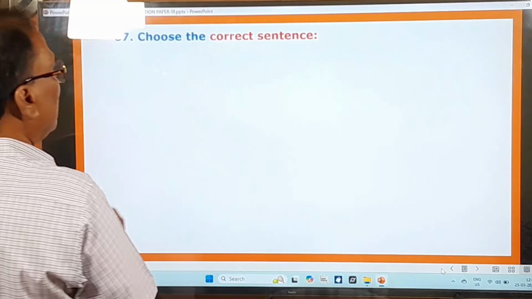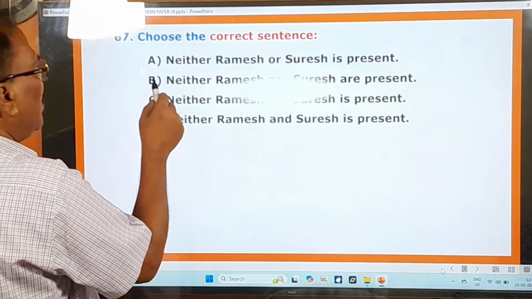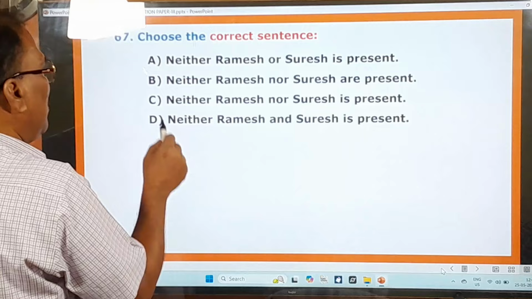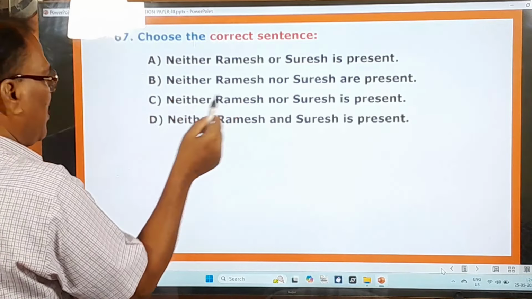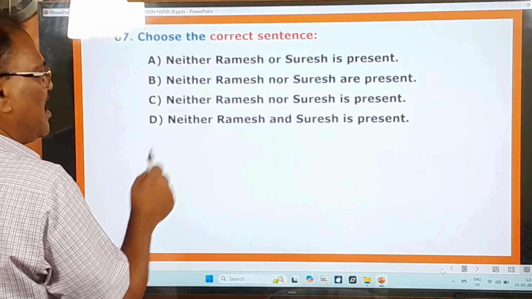67th question. Choose the correct sentence. Neither Ramesh or Suresh is present. Neither Ramesh nor Suresh are present. Neither Ramesh nor Suresh is present. Neither Ramesh and Suresh is present.